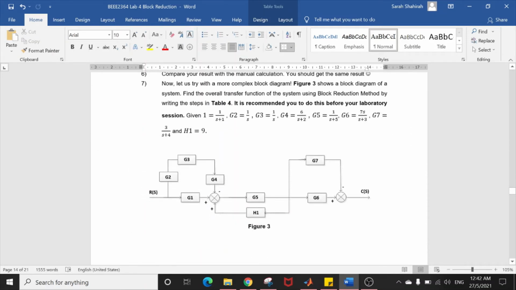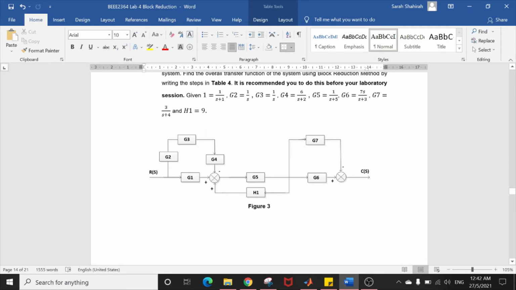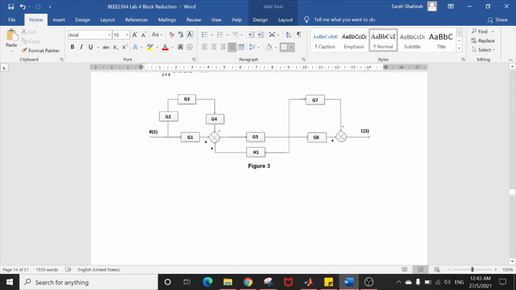And then for the last part, we simplified the block by first putting G2, G3, and G4 in series, and then the parallel block reduction method, feedback block, and then parallel block.